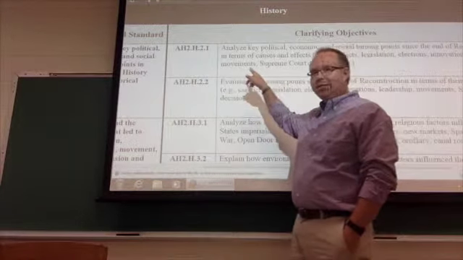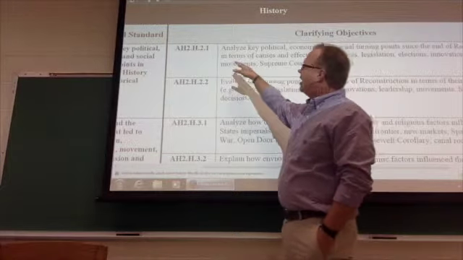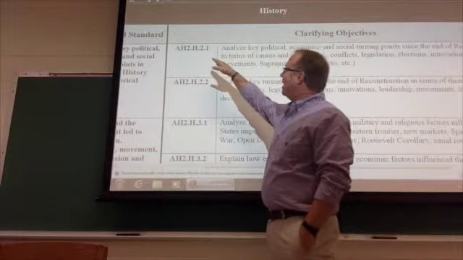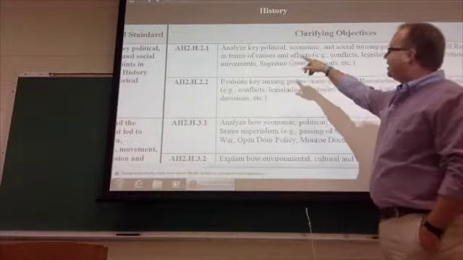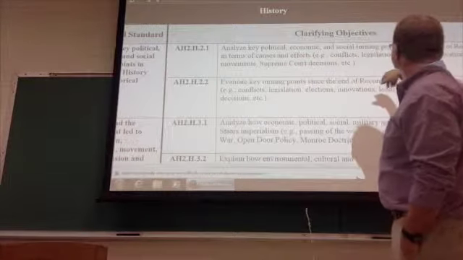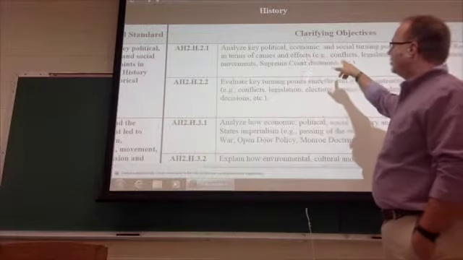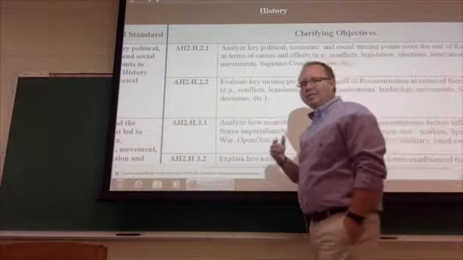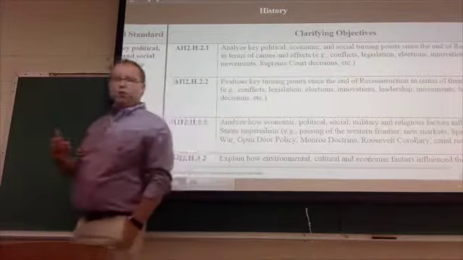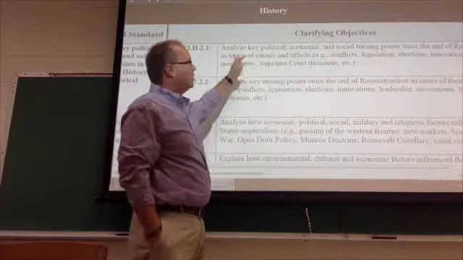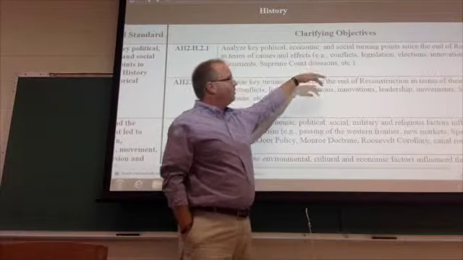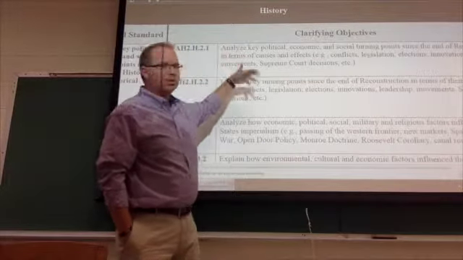For instance, I've got a couple of examples I want to pull up and show you. I hope you can see it. I'm referencing AH2.H.2.1. What we have is: analyze key political, economic, and social turning points since the end of Reconstruction in terms of causes and effects. That sounds relatively familiar, but notice it says since the end of Reconstruction. It doesn't tell you what our topics are. It gives us some idea of things we might cover, but it gives us this broad range.